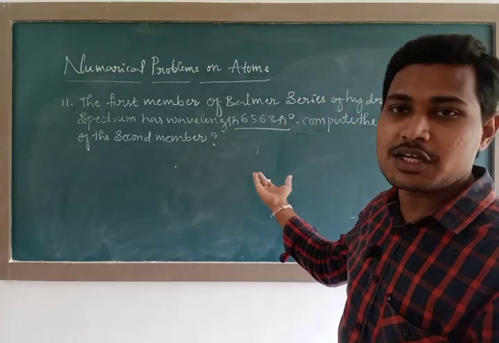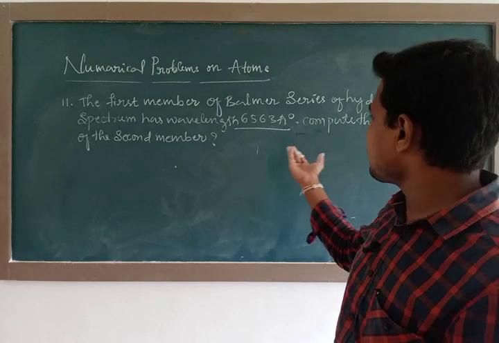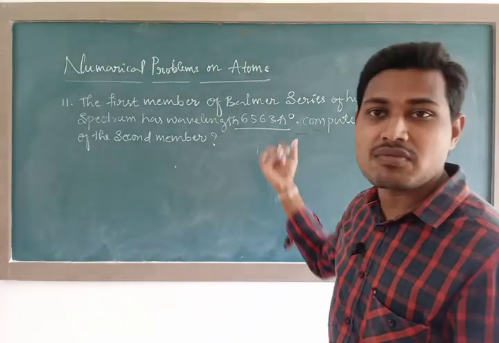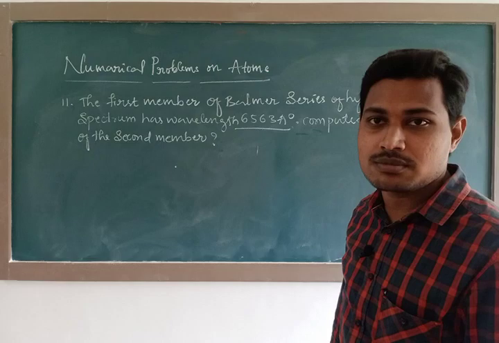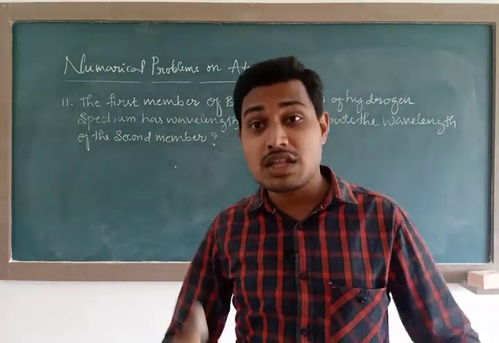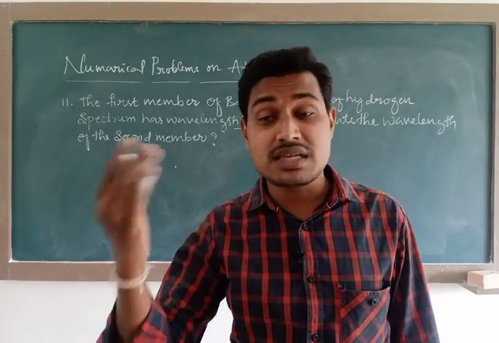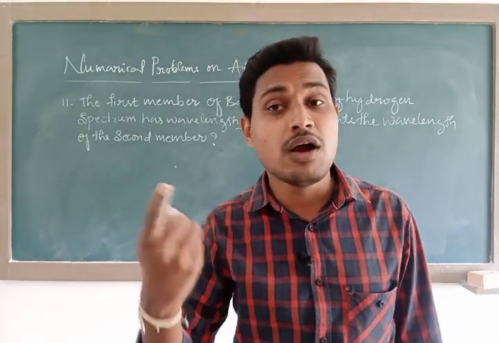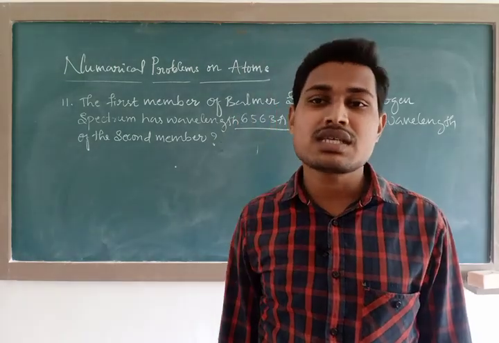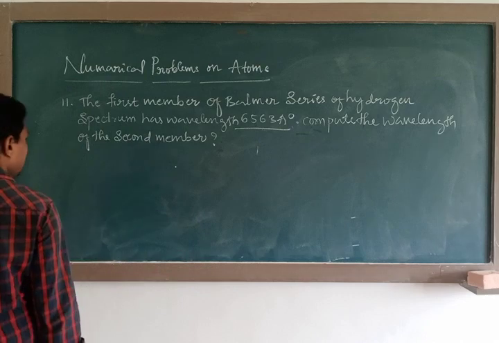They are telling that the hydrogen spectrum has a wavelength 6563 angstrom for the first member. Then calculate the wavelength of the second member. Which is the second member? 3 to 2 is the first member, 4 to 2 is nothing but the second member of Balmer series. So therefore, solution. Look here.